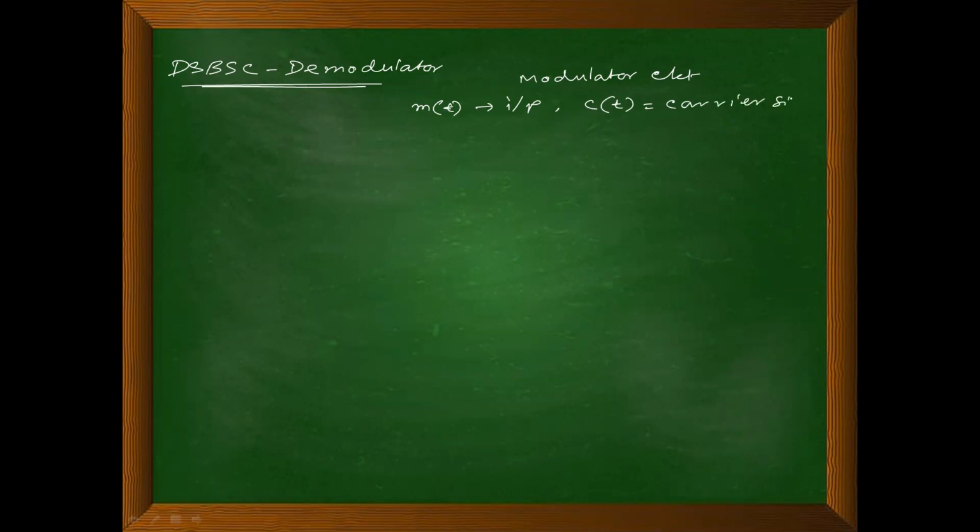So today's topic is DSB-SC demodulator circuits. In the case of the DSB-SC modulator circuit, we give the message signal m(t) as input along with the carrier signal c(t). And what do we get at the output? We get the output s(t).